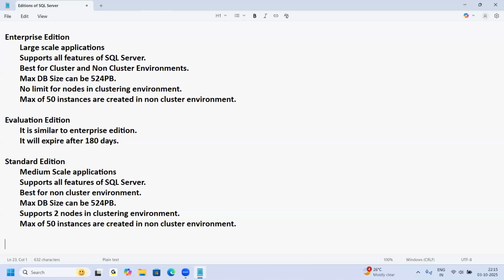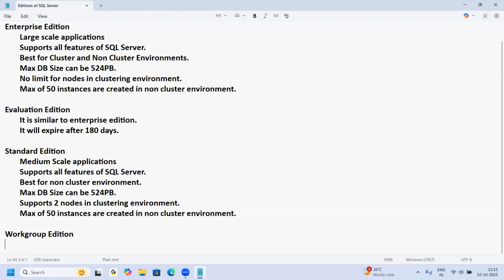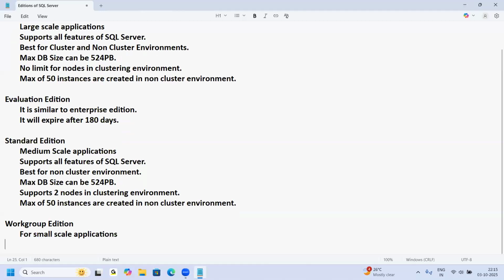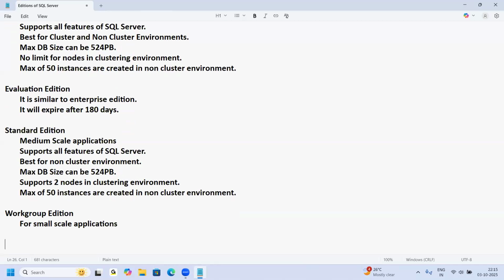That is the reason why people don't prefer to go with Standard Edition. Instead, they prefer to work on Enterprise Edition. Another one is called Workgroup Edition, and this is for small scale applications. But when it comes to usage, 100% of companies will prefer to go with Enterprise Edition only.